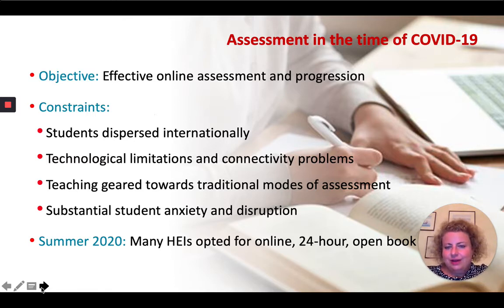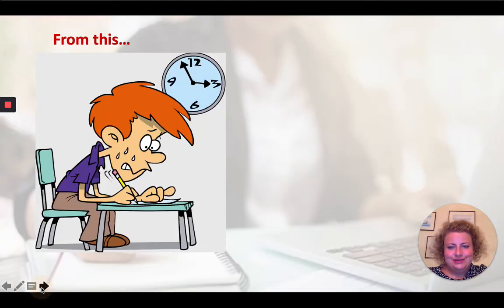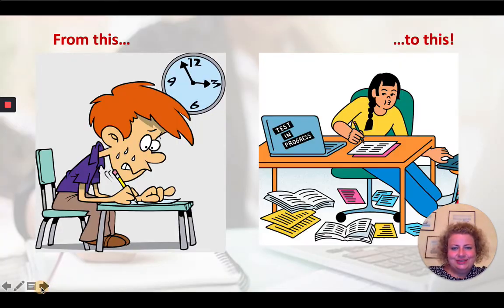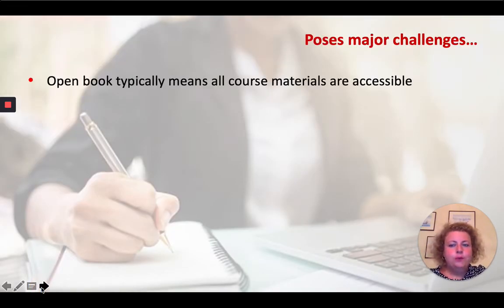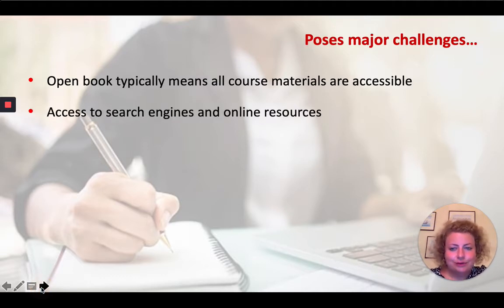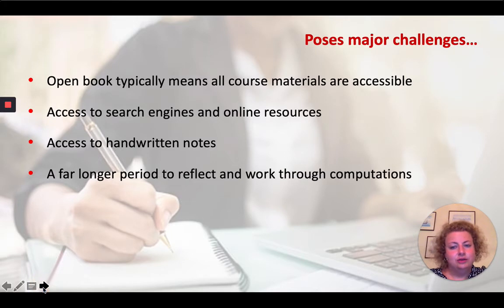past summer. So as a result of that, we've gone from students that look a little bit like this to something closer to this. And of course, it's quite a different way of being assessed, and in itself it poses quite a lot of challenges. So the first of them is that open book exams typically mean that all aspects of course material are accessible, including lecture capture. So lecture slides, problem sets, solutions to problem sets, past papers, solutions to past papers, and so on. Now, it might also mean students have access to search engines and books and online resources of different kinds, not to mention their handwritten notes.